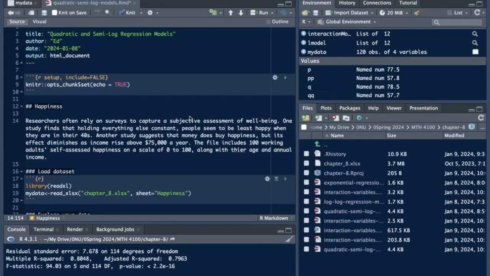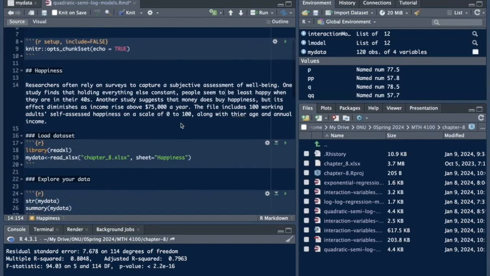Hello everyone, in this recording we will be doing an example where we are using a quadratic term and doing some transformation using logarithmic transformation. Let's look at the example. Again, we have an example about happiness, which is good.